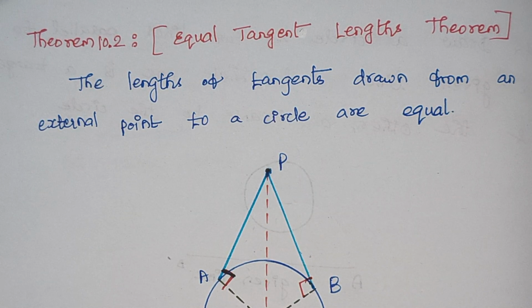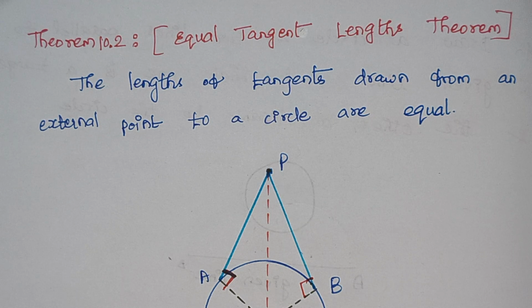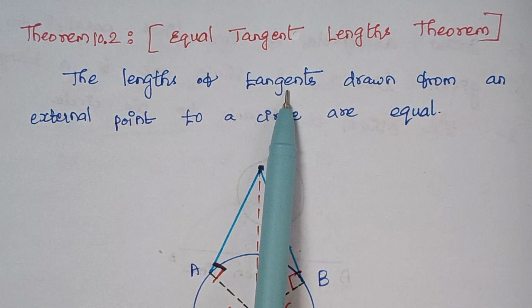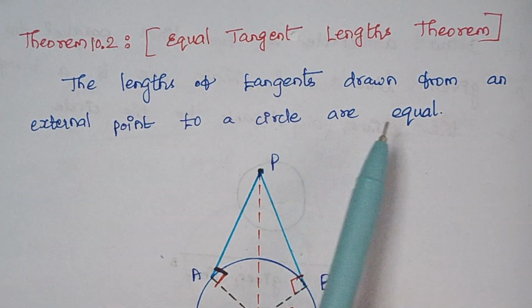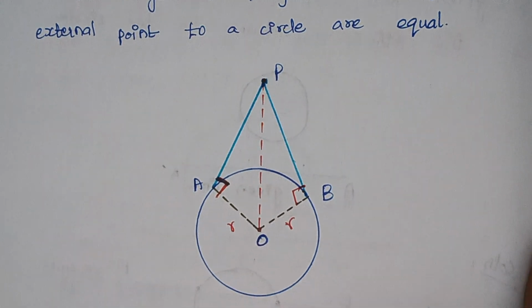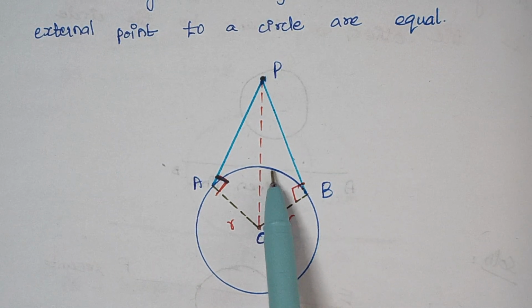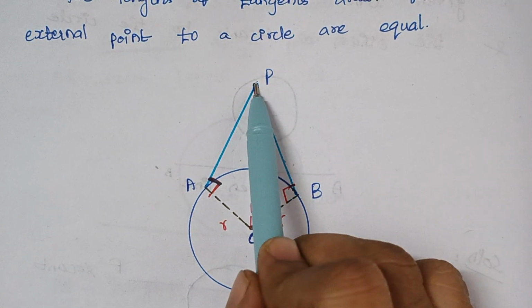Today we are going to discuss theorem 10.2, which is also known as the equal tangent lengths theorem. The statement is: the lengths of tangents drawn from an external point to a circle are equal. So here this is our circle, and to this circle we have an external point. Let this point be P.